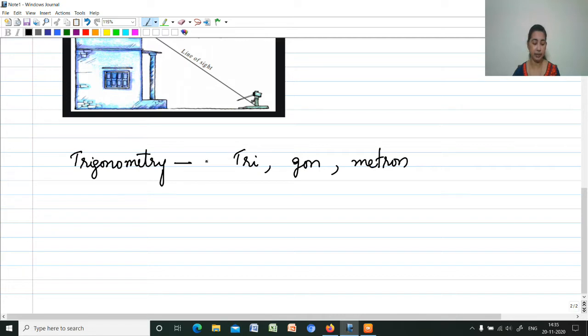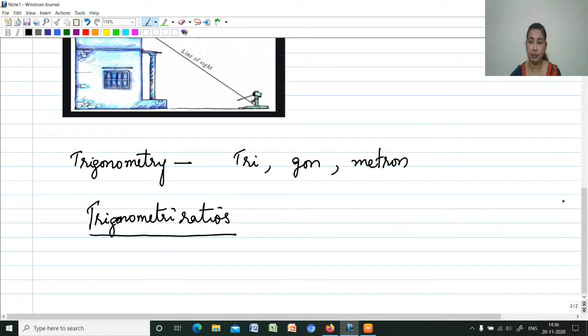So for that we have to study some trigonometric ratios. Trigonometric ratios we are going to study. For that I am considering a right angle triangle. This is a right angle triangle and let this be A, B and C, and this is a right angle.